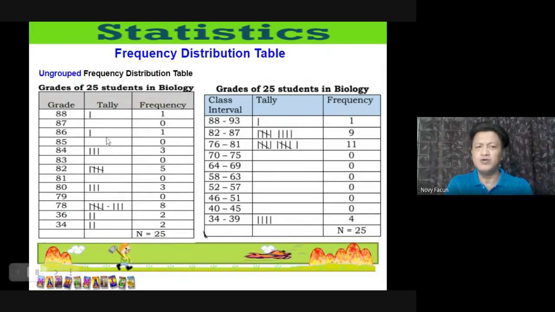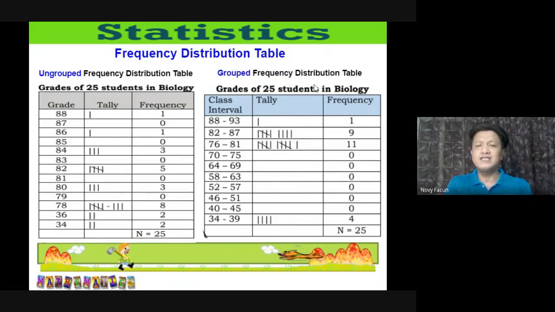Pag sinabi natin ungrouped, this is individual score of each student. Yun yung score nila. Kaya itatali mo lang, ibig sabihin ng tali, yun yung guguhitan mo kung ilan nakakuha or nag-appear. And then get the frequency, bibilangin mo yan, ika-count mo siya. And dito naman sa grouped frequency distribution table, meron tayong grupo. Ibig sabihin yan, meron silang class interval na tinatawag natin. So same pa rin, may tally and then the frequency.